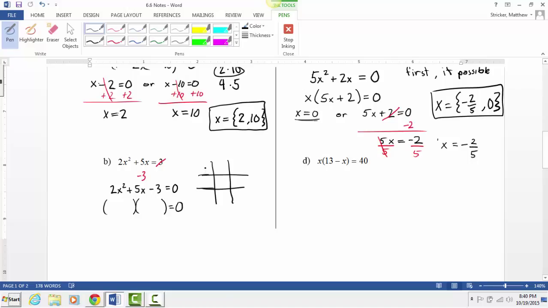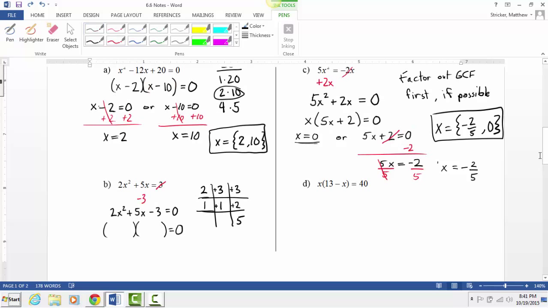The first row has to multiply to give 2, so I'm going to use 2 and 1. Then I have 3 here. To multiply to get 3, we have to have 3 and 1. And then we try to cross multiply. 1 times 3 is 3. 2 times 1 is 2. And these have to add to give 5. And the only way that can happen is if this is a plus and a plus, which means this would have to be a plus 3 and a plus 1.